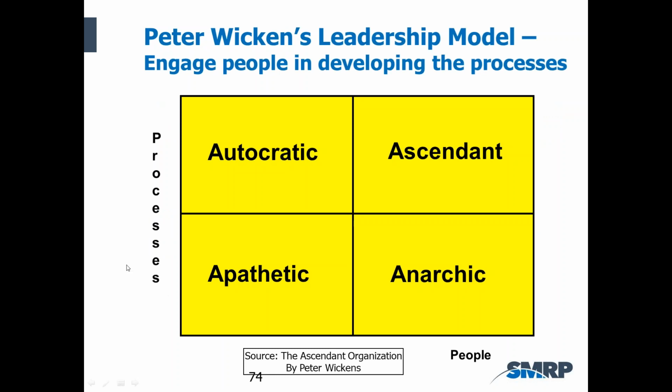Here's Peter Wickens' leadership model. He has processes on the vertical axis, people on the horizontal axis. The best quadrant here is what he calls ascendant. You've got rigorous processes and engaged people. How do you get that? You get the people to help you develop the processes so that they have a sense of ownership and purpose in them. Now, we've said that how many times? I don't know. Several. I hope it's starting to stick.